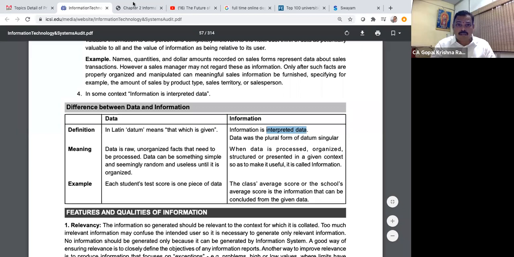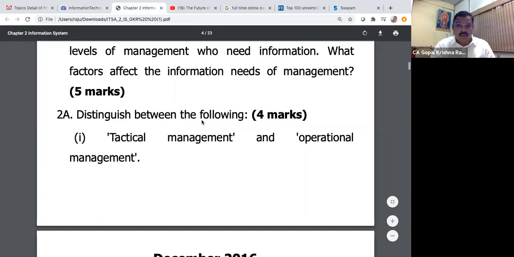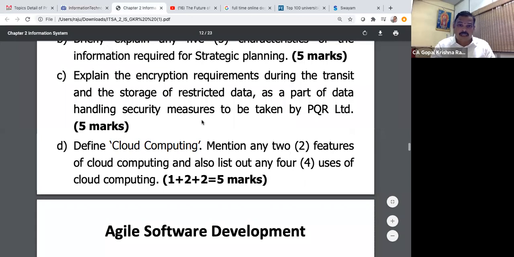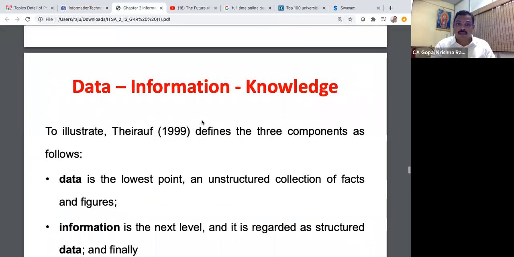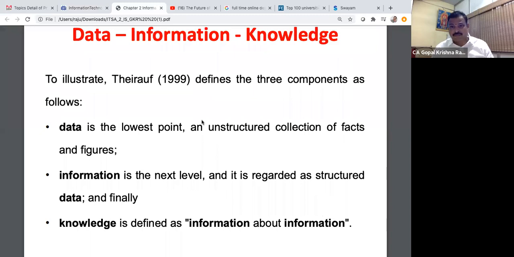Now I'm going to share with you one more interesting aspect about this, and then I'll take you to data analytics. This is how Chirov has defined the components of data, information and knowledge. This is the hierarchy, the staircase. In the staircase, the lowest stair is called data. This is fundamental. This is what you capture from people. Give me data, give me data. So data is the lowest point: an unstructured collection of facts and figures, numbers, alphabets, alphanumeric.